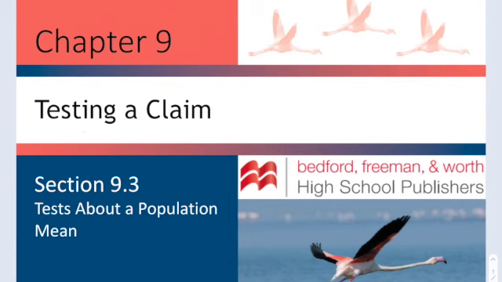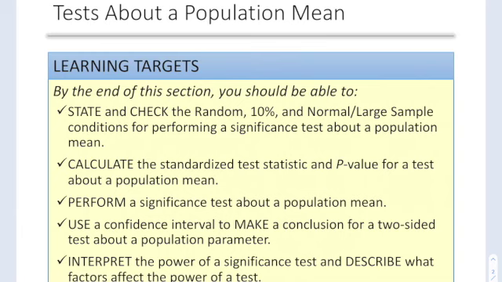In this last section of Chapter 9, we're going to be talking about significance tests for a population mean. So just like before, we're going to break this down into four videos. We're going to talk about the new pieces of the significance test, talking about those conditions and actually calculating the test statistic and the p-value. Then there will be a video on performing a significance test, putting it all together. Then we'll look at a two-sided test, and then we're going to be talking about the power of a test.